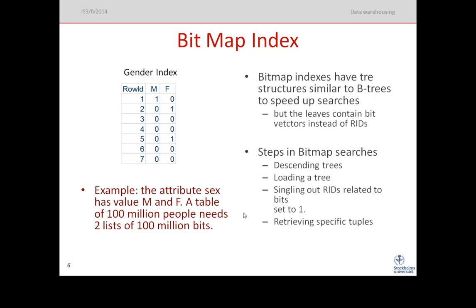So here in a gender index, we can see that we have 7 rows. When we look at it, we can see that the first row, row ID 1, is a male and not a female. And row number 2 is a female, not a male. So we store 1 bit there and 1 bit there. In row number 3, we don't know if it's either a male or a female. The same in row number 4.